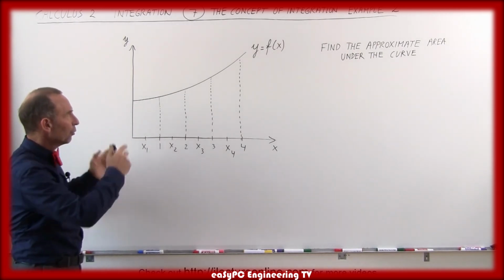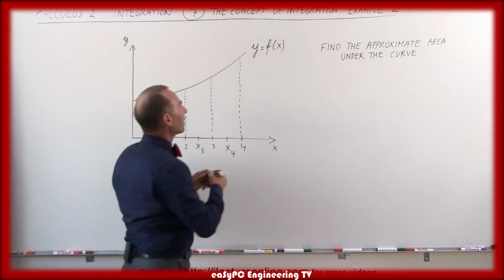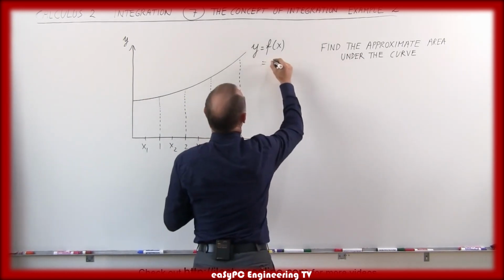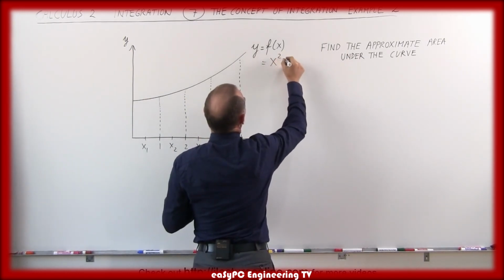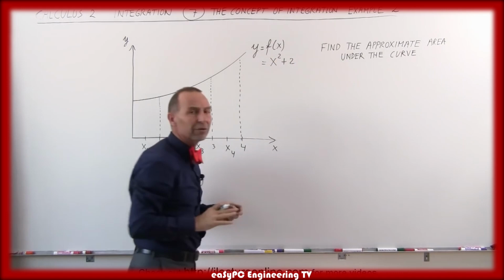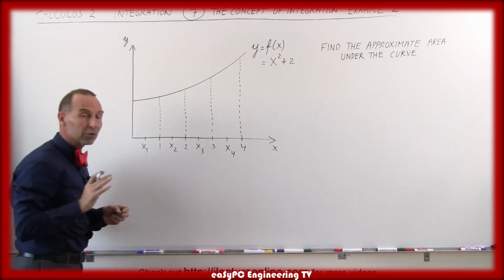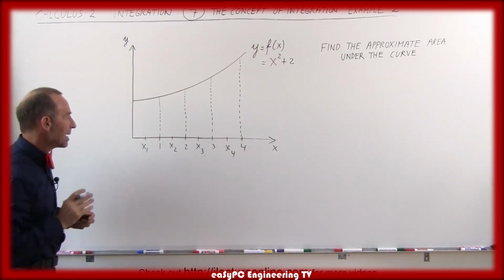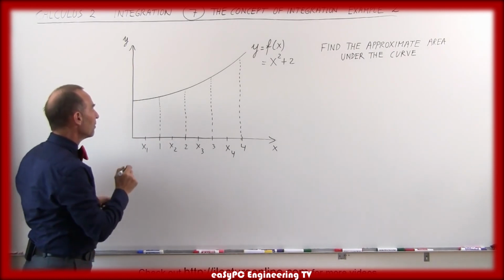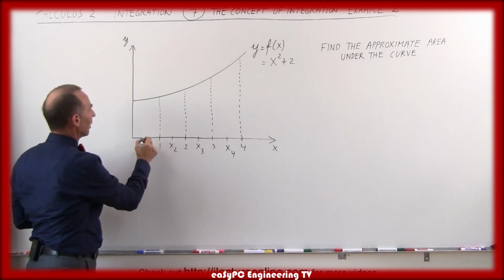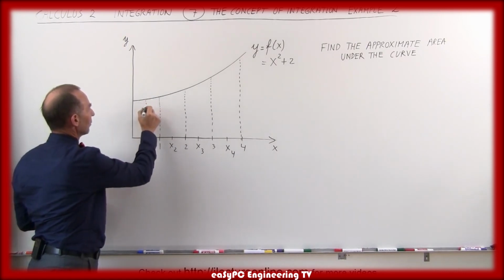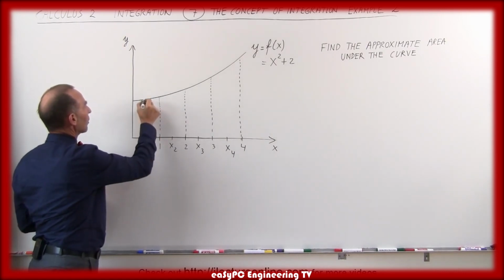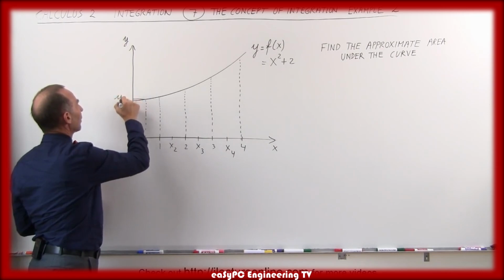Here we have a curve, y is equal to f of x, and let's say that that curve is equal to x squared plus 2. It's the same curve that we had on the previous example, but we're going to solve this differently. Here, the height of the rectangle is going to be found by drawing a line at the middle of the rectangle to the top, like here, and then coming across over here, and now let's call that y sub 1.